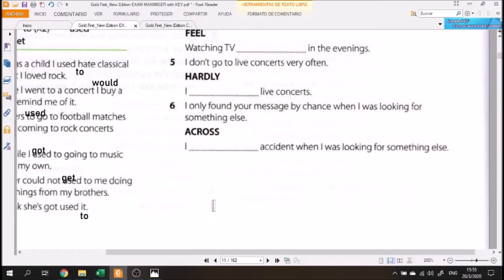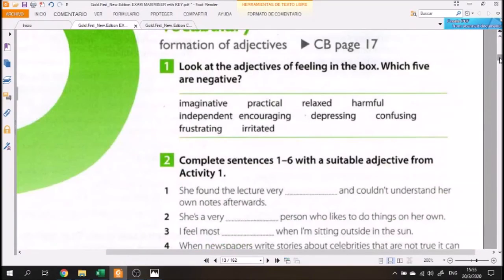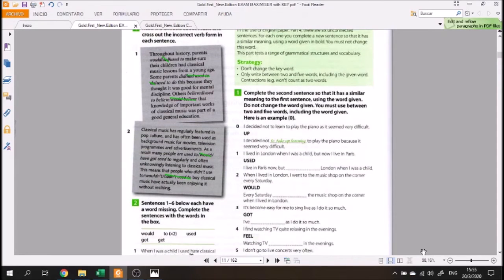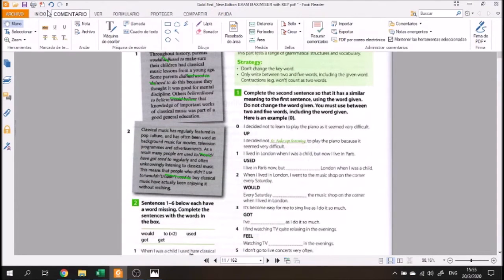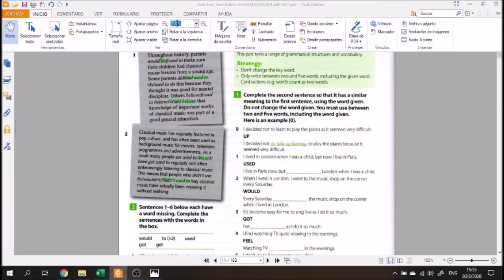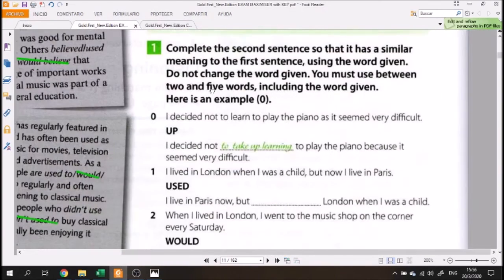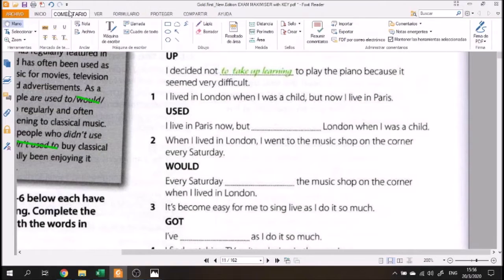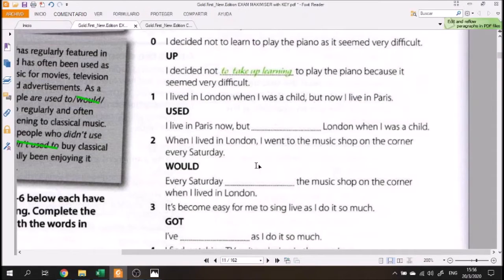Okay, then you had to work on the use of English activity. You had to rewrite the sentences without changing their meaning, keeping the same idea, using the word you are given, and also making sure you write between 2 and 5 words, including the word given. I lived in London when I was a child, but now I live in Paris. So, I live in Paris now, but I used to live in London.